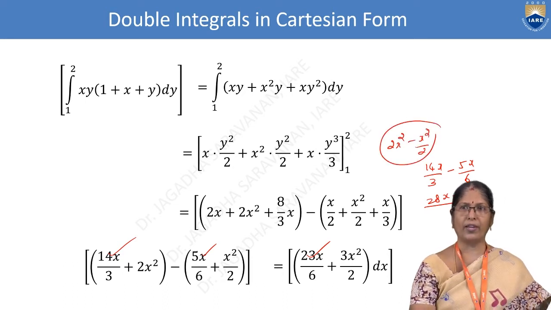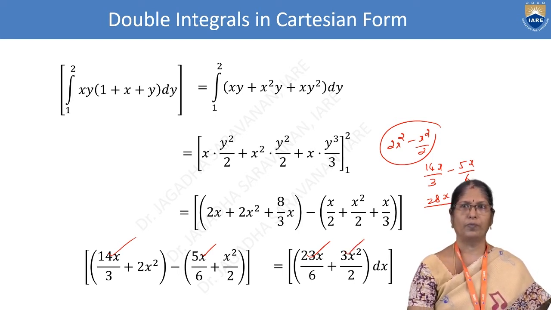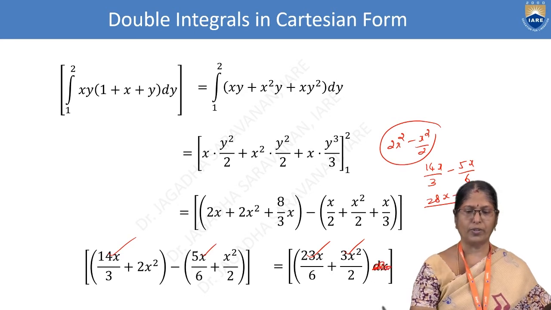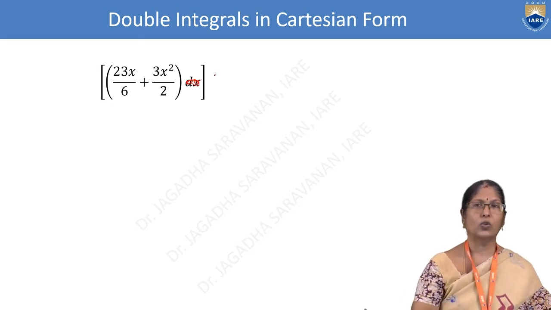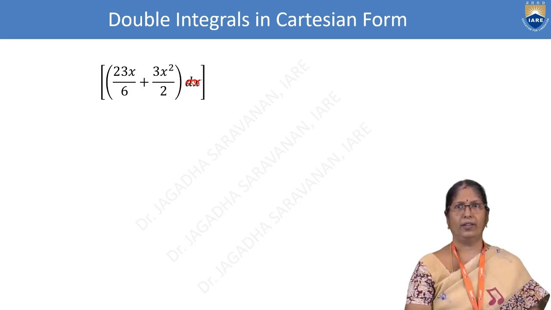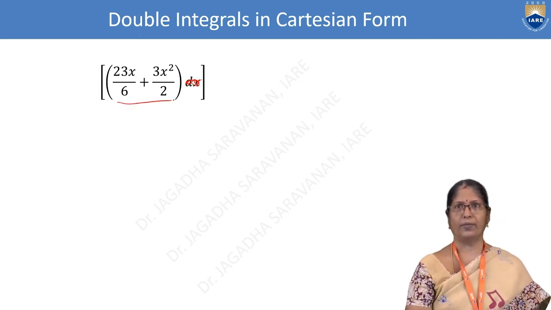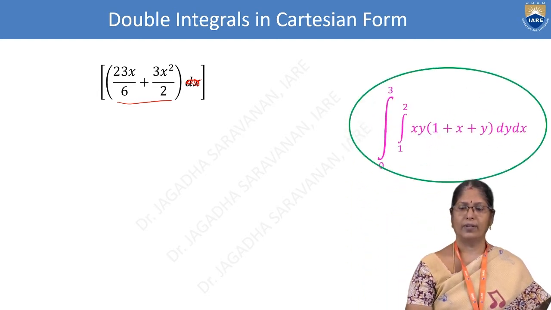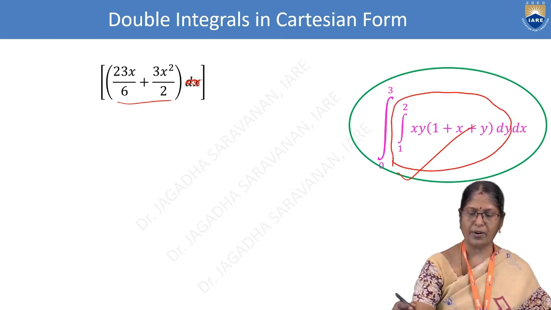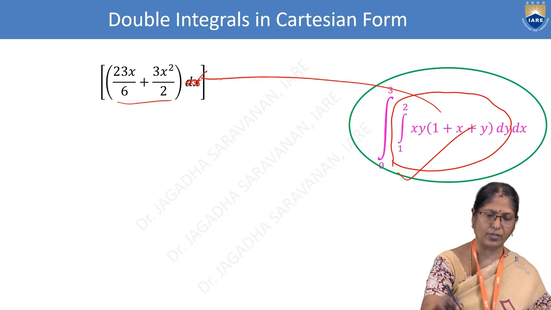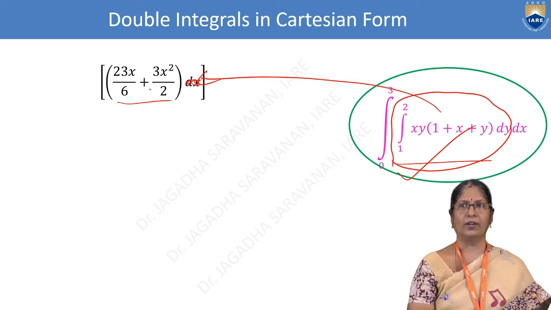This simplification leads to 3x square by 2. Here it is not there. So the interior integral, we integrated and we got this result. This result, this is only our question. This part we integrated and we got this result. So in this particular place we are going to substitute this result.